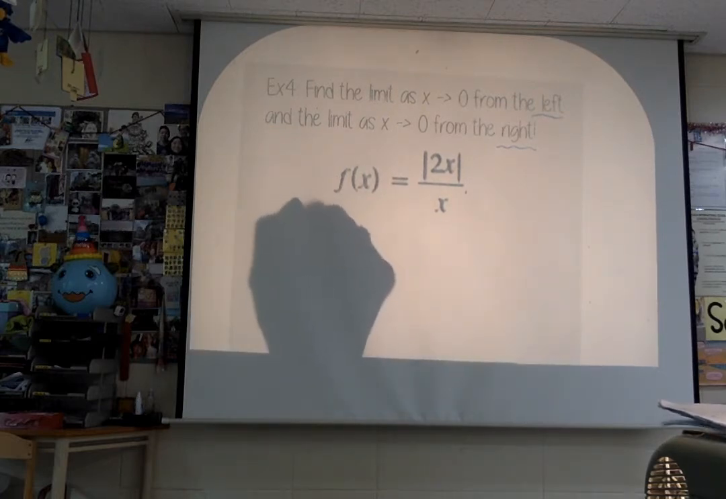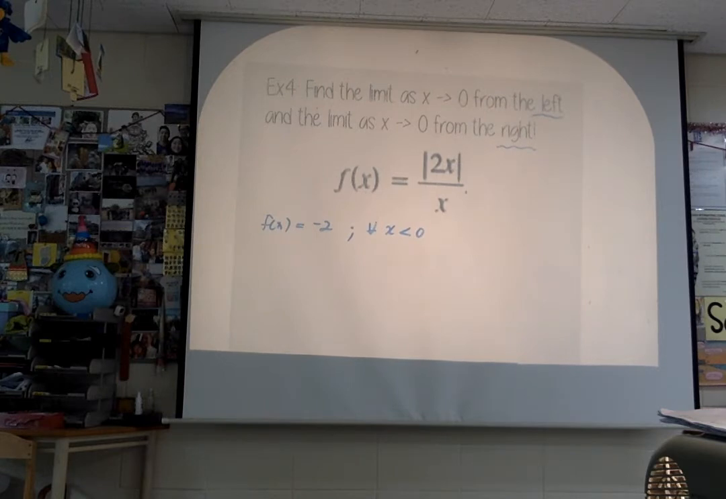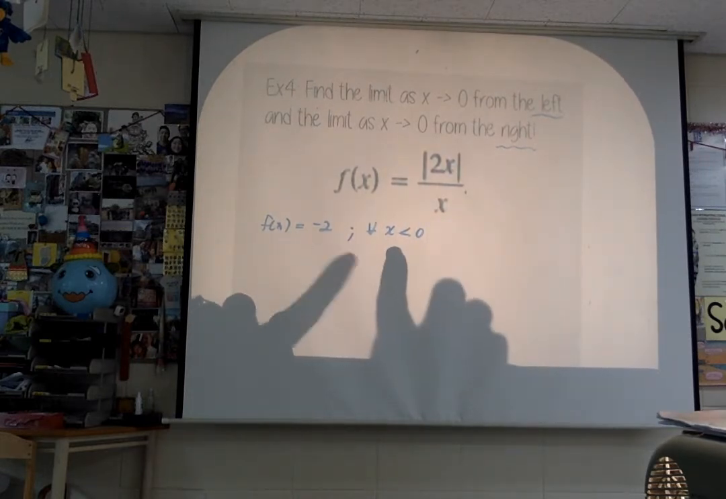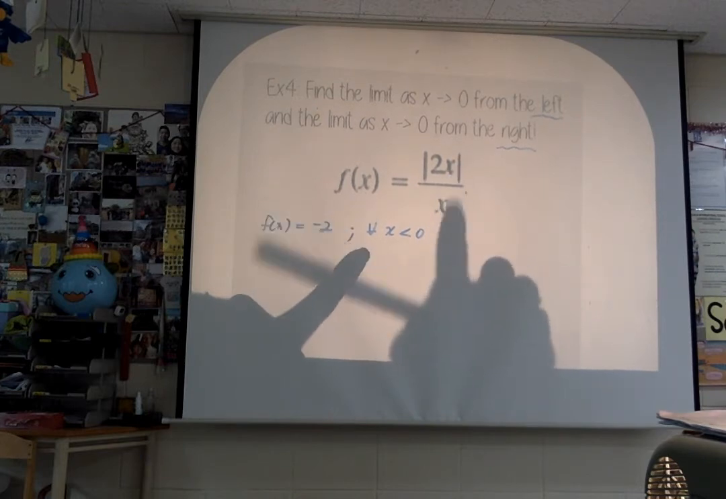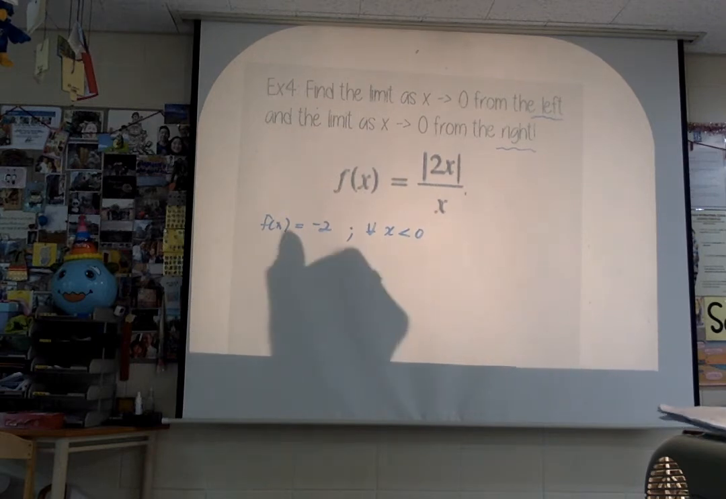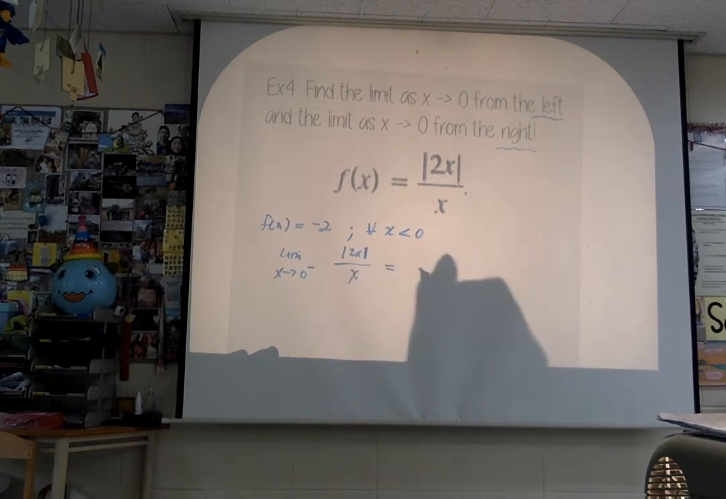So f of x is equal to negative 2 for all x values less than 0. Do you agree with that? So you see how this is absolute value? If x is negative, when you solve this, don't you get a negative 2 every time because the x's cancel out? So the limit as x approaches 0 from the left, let's represent this as absolute value of 2x over x, equals negative 2. From the left, okay?